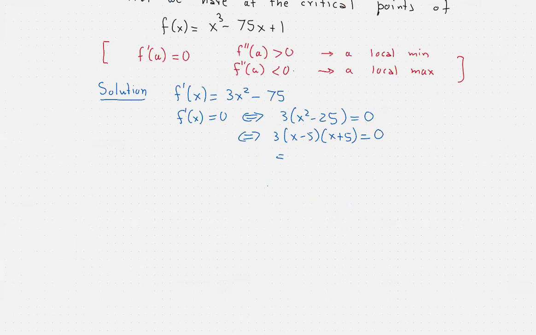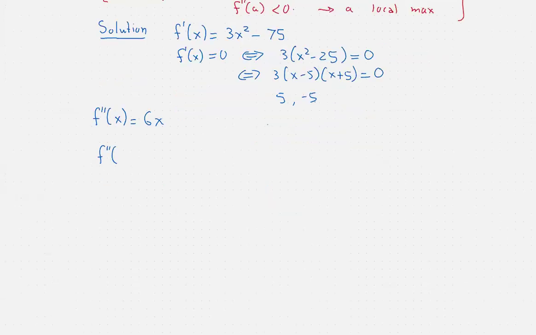Okay. So now let's find the second derivative of this function. The second derivative is going to be 6x. And we need to test what will happen at the points 5 and negative 5. So we have f double prime of 5 is equal to 30, which is greater than 0. This means that 5 is a local minimum.